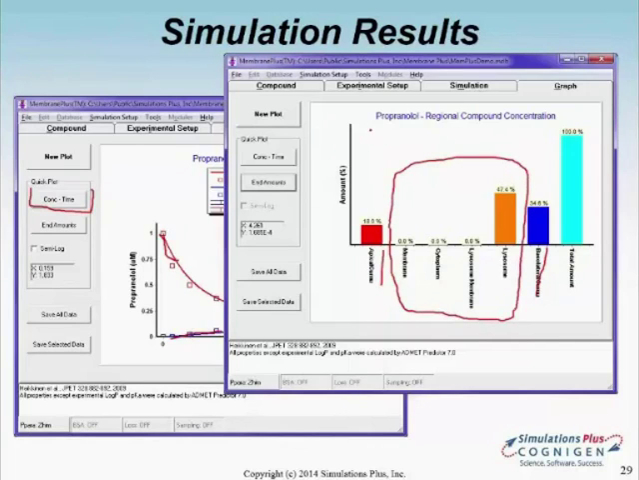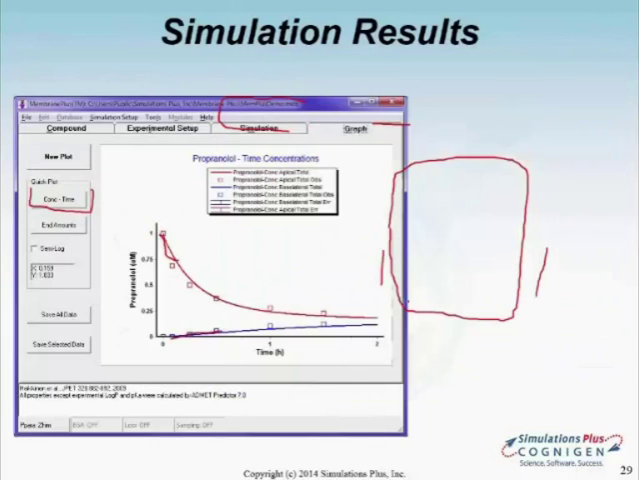And you can see I was running this simulation on propranolol, showing very high accumulation in the lysosomes towards the end of the simulation. We do have the new plot window as well, where you can plot a variety of other profiles. So looking at all of these as concentration time profiles and so on.